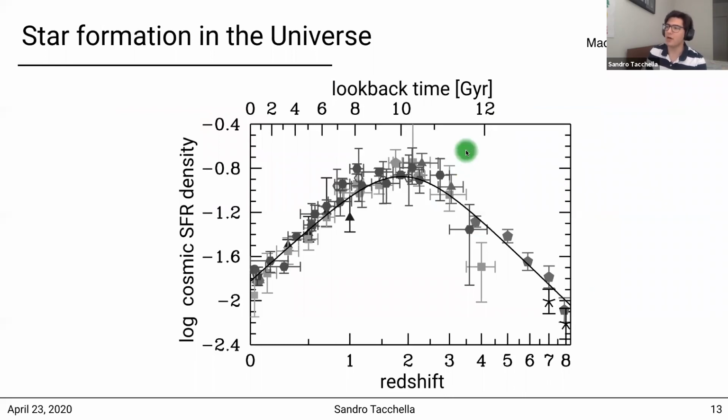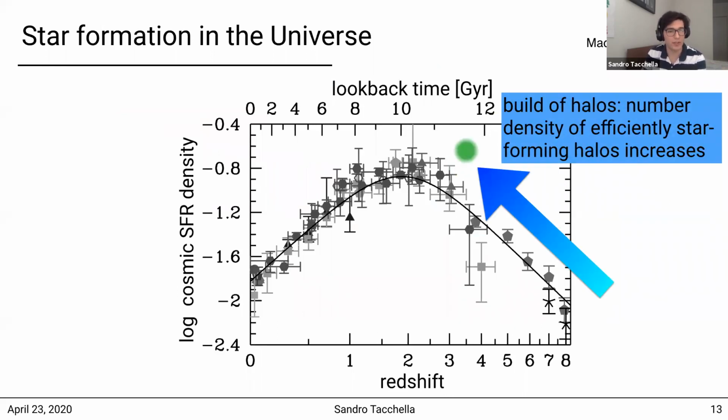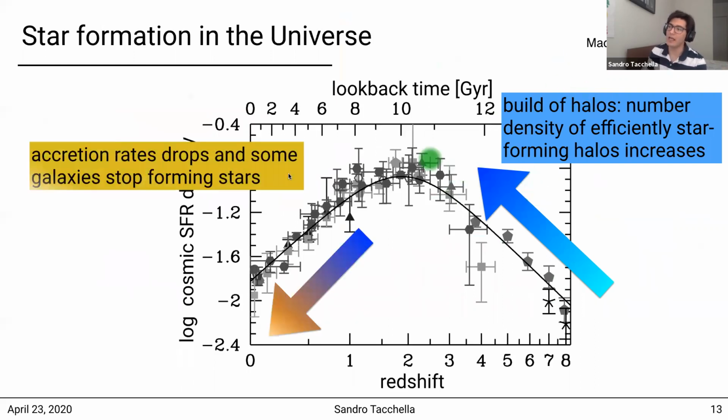So such models are able to reproduce the overall evolution of the cosmic star formation rate density quite well. Again, the increase at early times can be understood by the number density of halos that are able to host galaxies forming stars efficiently increasing. Then we have the peak around redshift 2 or 3, where most of the stellar mass in the universe forms. Roughly between redshift 1 and 3, 50% of all the stellar mass is formed. And then we have the decline at late times, which is related to the drop in accretion rates onto galaxies, as well as some galaxies that seem to totally stop their star formation, which we usually call quenching.